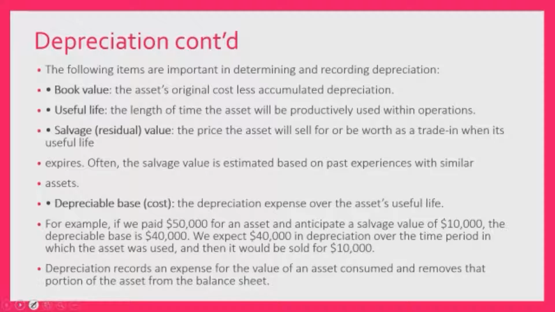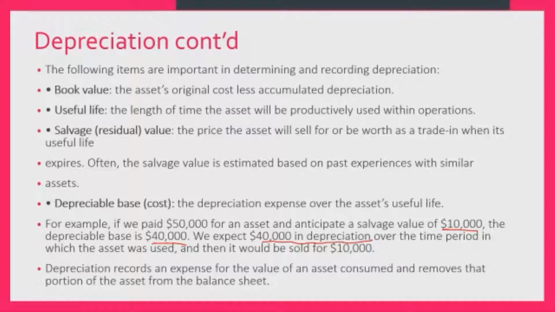Useful life is the length of time the asset will be productively used within the operations. Salvage or residual value is the price the asset will sell for or be worth at trade-in when its useful life expires. Often the salvage value is estimated based on past experience with similar assets. Then you have the depreciable base cost, the depreciation expense over the asset's useful life. So for example, if we paid 50,000 for an asset and anticipated the salvage value, how much we're going to get for it after, the depreciable base is 40,000. We expect 40,000 of depreciation, so this will be an expense in our income statement over the time period in which the asset was used, and then it will be sold for $10,000.